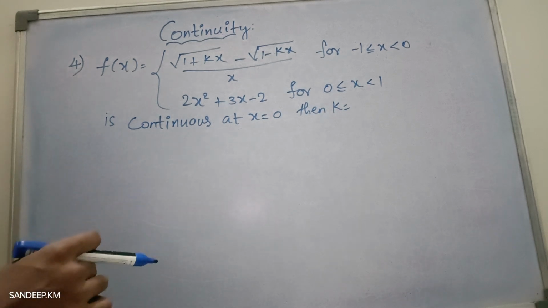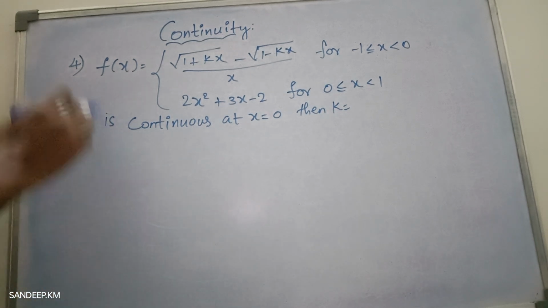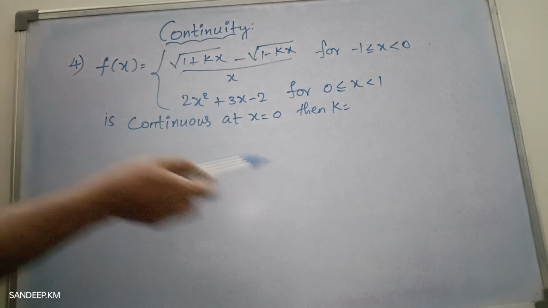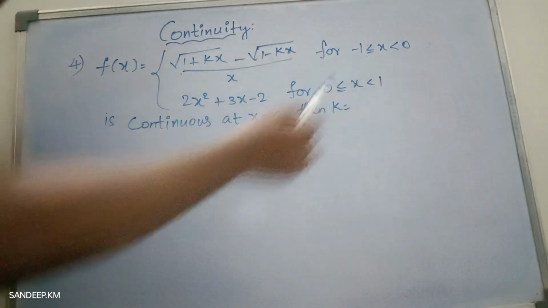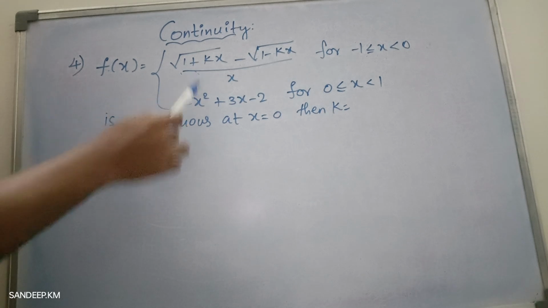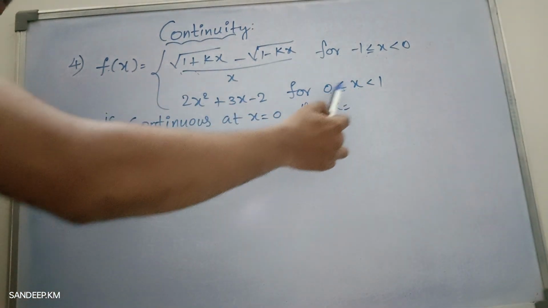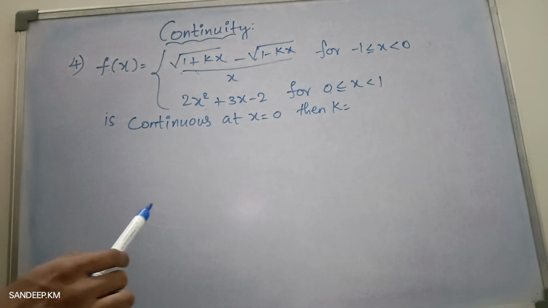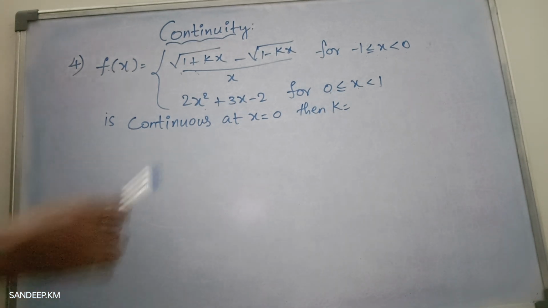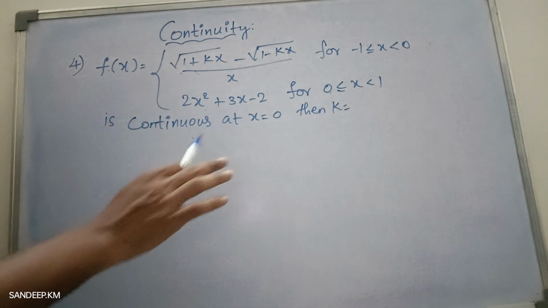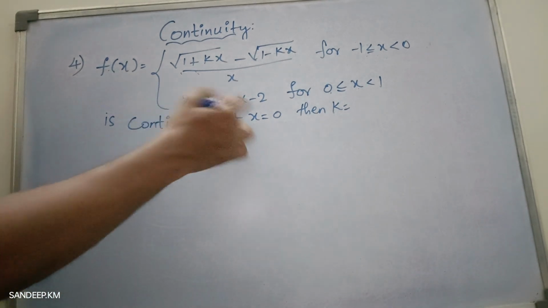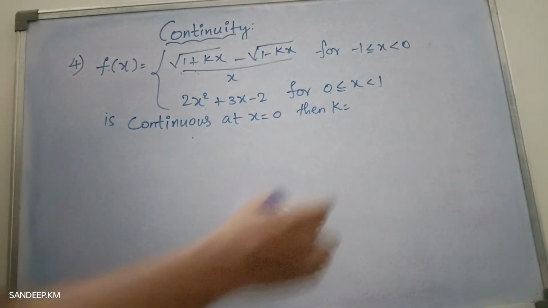Here is your next question. A simple question. They have given f of x with two different possibilities. So if your input is between minus 1 and plus 1, then f of x is equal to this function. And if your input is between 0 and 1, then your f of x is equal to this function. Okay, now. So anyhow, they are asking us to check whether the function is continuous at x is equal to 0 or not.